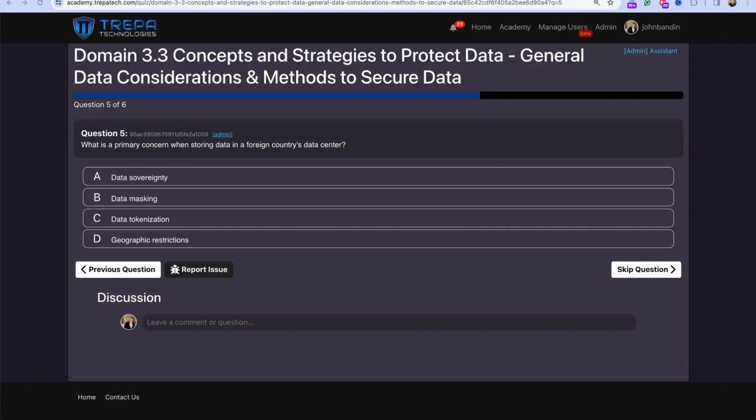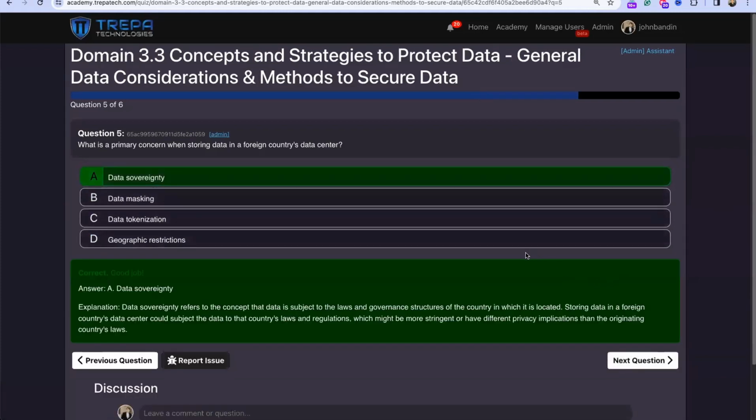So question 5, what is a primary concern when storing data in a foreign country's data center? We've got to worry about our different techniques here, right? Masking and tokenization. Definitely geographic restrictions as well, but geographic restrictions also play into the availability of data, as in, okay, we've got to worry about latency and things like that. The more correct answer here is going to be data sovereignty, okay? This refers to the concept that data is subject to the laws and governance structures of the country in which it is located.